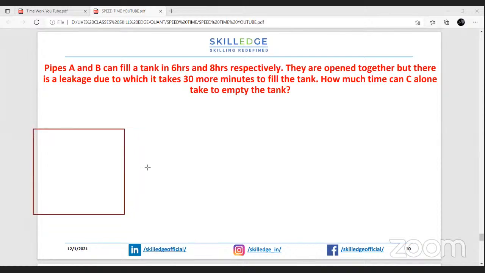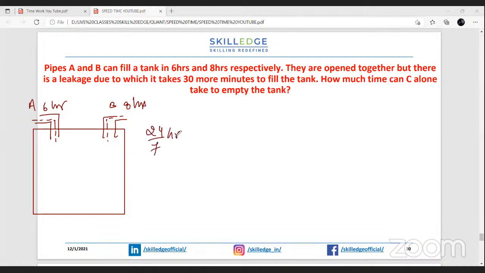है ना? So we have just figured out that if there is a pipe A which can fill in 6 hours, there's a pipe B which can fill in 8 hours. है ना? So in that case, if they are there and if this hole is not present, so what happens, guys? They can fill the tank in exactly 24 by 7 hours. This is what we have already discussed.